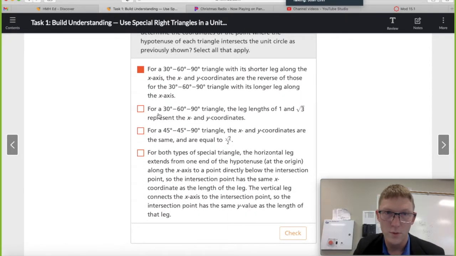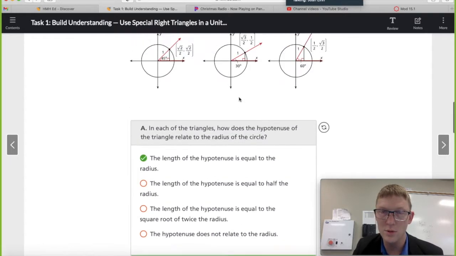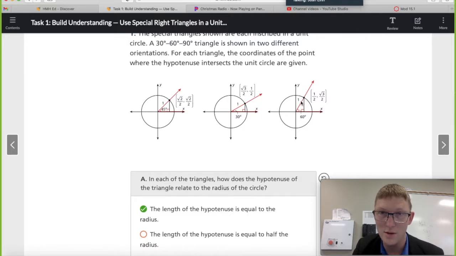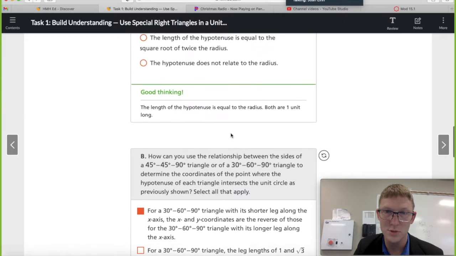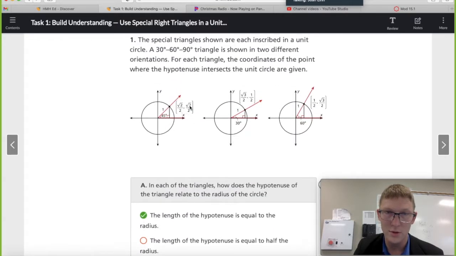Okay. For a 30, 60, 90 triangle, the leg lengths of 1 and square root of 3 represent the x and y coordinate. So I would argue a little bit with that because that 1 is the hypotenuse. That was the trap that I almost fell into earlier. So this is not 1. This is something that we have to do algebra to figure out, which they kind of did for us with that point right there. Now for a 45, 45, 90 triangle, the x and y coordinates are the same and are equal to square root of 2 over 2. Hey, look, square root of 2 over 2, and they're the same.